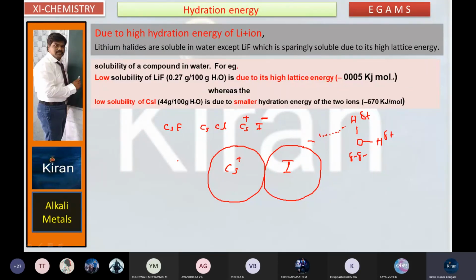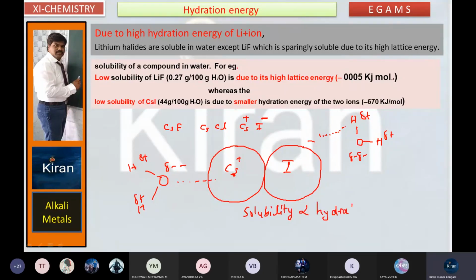But in this case, this is also a very big atom. Here oxygen is there, the water molecule, delta plus, delta plus, and this is delta minus. This is also a very big atom. So less attraction force is there, so hydration energy is less. When hydration energy is less, solubility is directly proportional to the hydration energy.